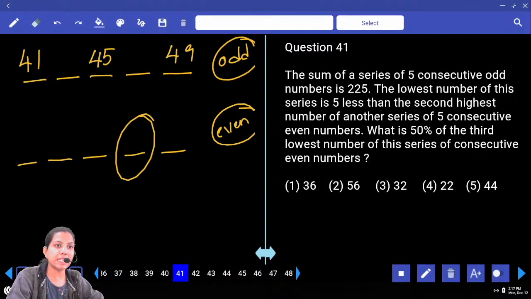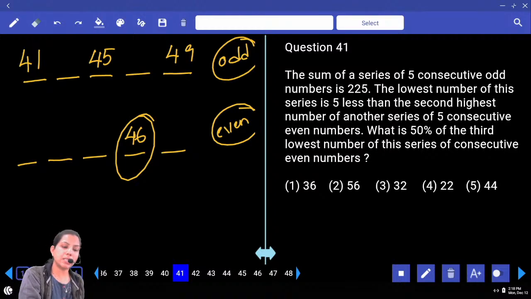Minus 5 means 36, should we write that now? Look, read it once again. The lowest number of the series is, that means 41 is 5 less compared to my number. 41 is 5 less compared to my number. Compared to 41, my number is more. How much more? 6 more. Sorry, 5 more. So what is this number? 46. Understood? Okay. What is the next number?